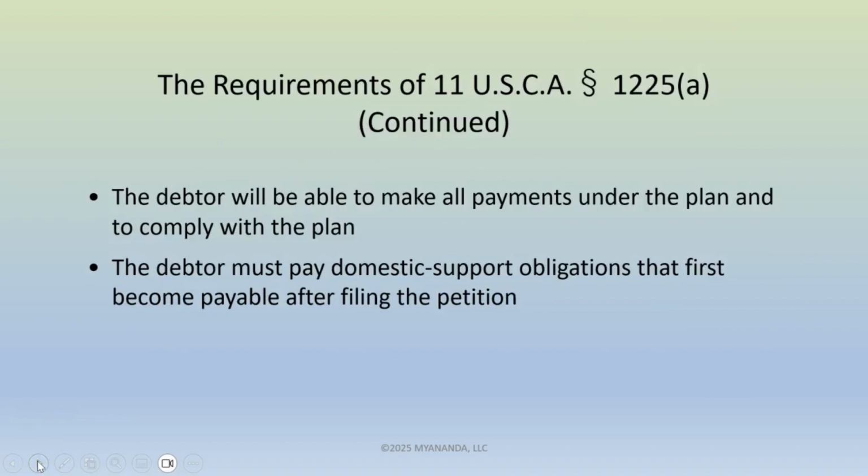All right, more requirements. They need to show that they're able to make the payments under the plan and comply with the plan, and the debtor must pay domestic support obligations that first became payable after the filing of the petition. So that concludes those 11 U.S.C. 1225 requirements of the plan.